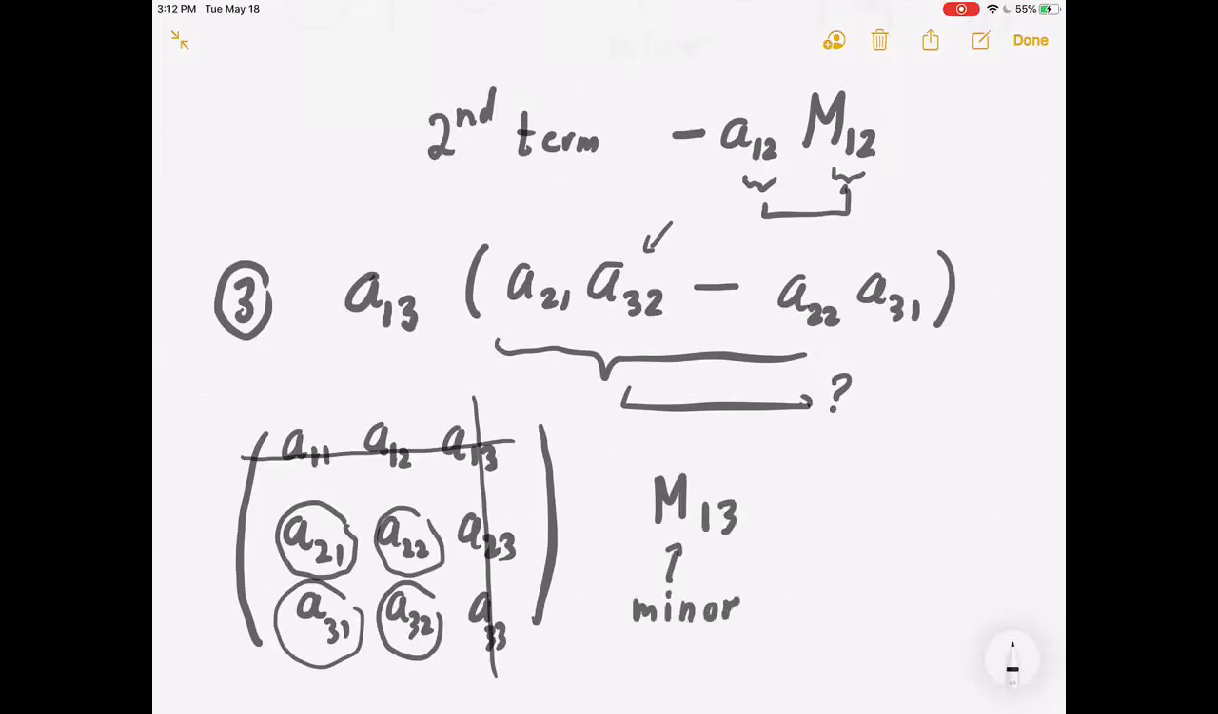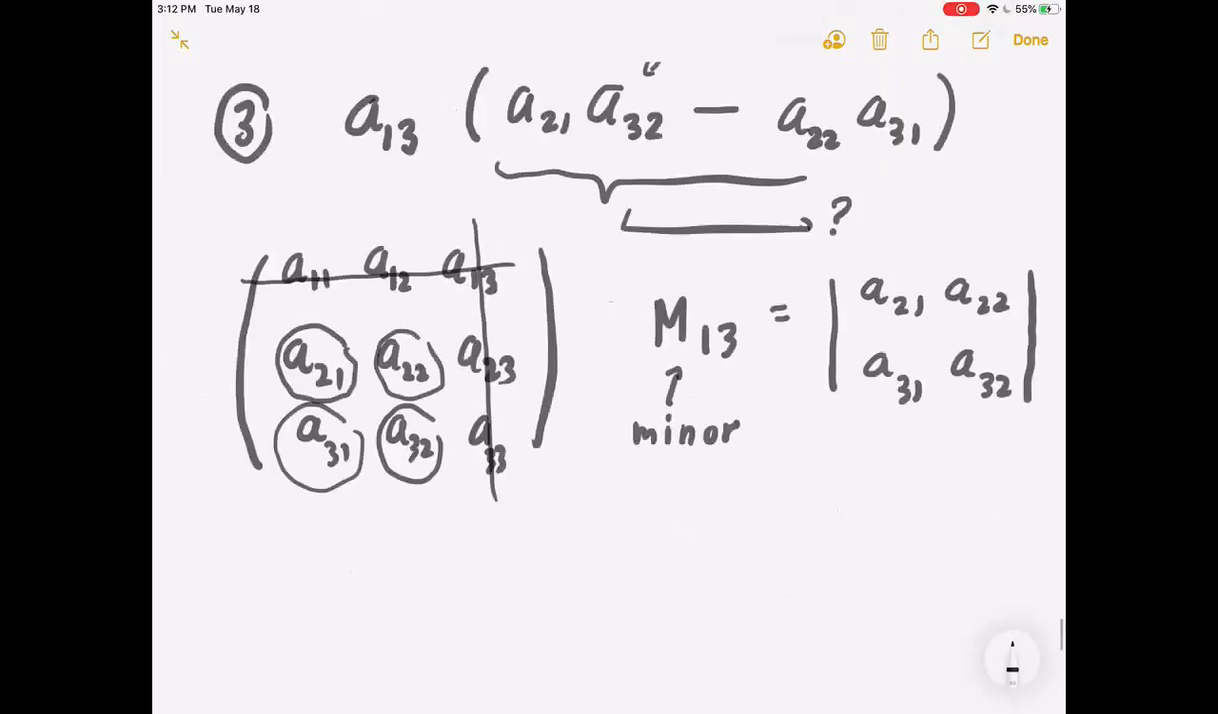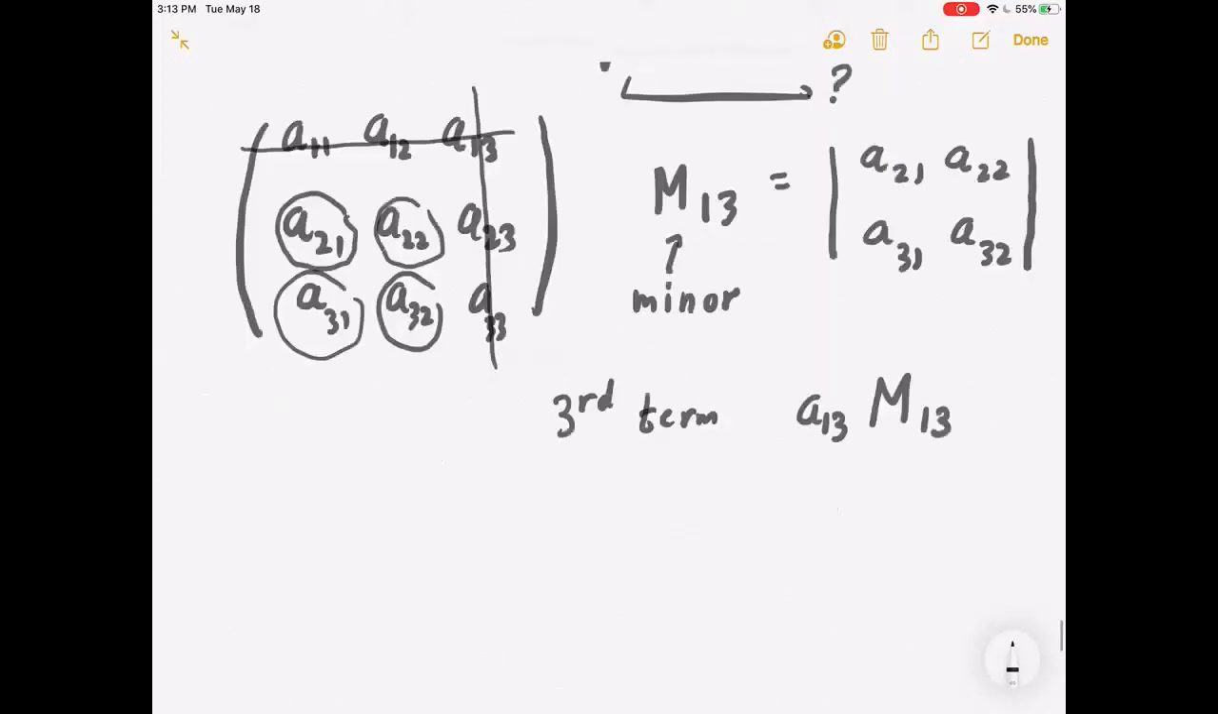Minor means less than, so you get an object that's less than the size of the original matrix. So the minor specifically is this determinant: a sub 2,1, a sub 2,2, a sub 3,1, a sub 3,2. So my third term is going to be a sub 1,3 times the minor M sub 1,3.